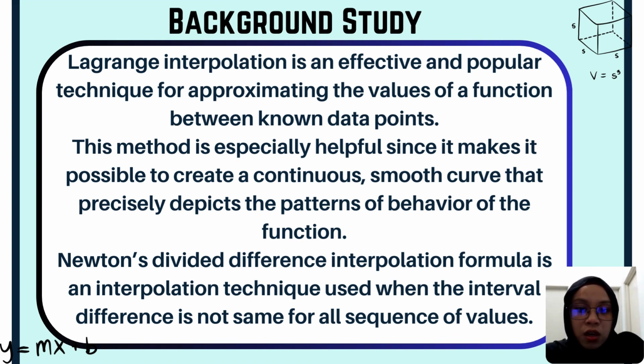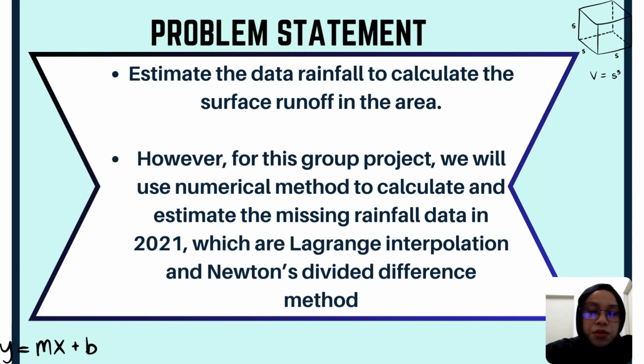It is an interpolation technique used when the interval difference is not the same for all the sequence of values. So our problem statement here is that we need to estimate the rainfall data to calculate the surface runoff in the water. However, for this group project, we will use a numerical method to calculate and estimate the missing rainfall data in 2001, for which we use Lagrange interpolation and the Newton divided difference method.